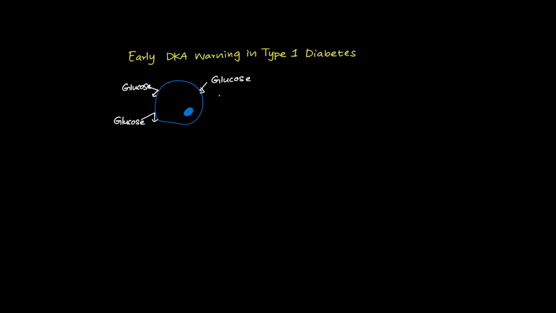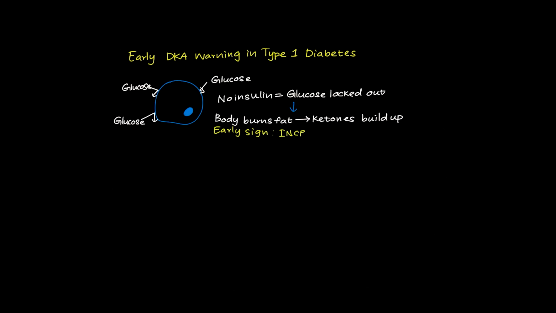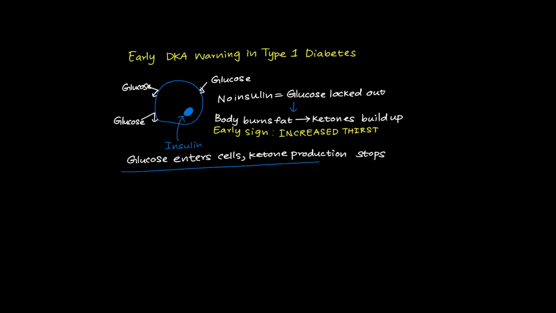Here's the logic chain. Type 1 diabetes means no insulin production. Without insulin, glucose piles up in the blood but can't get into cells. The body starts breaking down fat for energy, producing ketones. Increased thirst is one of the earliest signals that blood glucose is climbing toward DKA territory. The fix? Insulin. It's the only thing that addresses the root cause. It lets glucose into cells and shuts down ketone production.